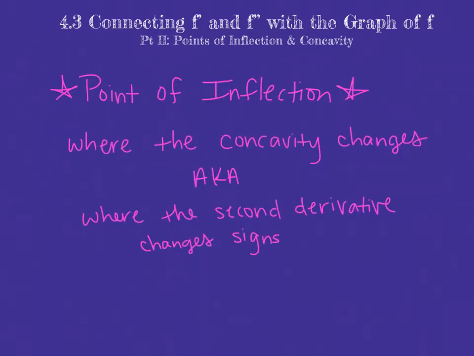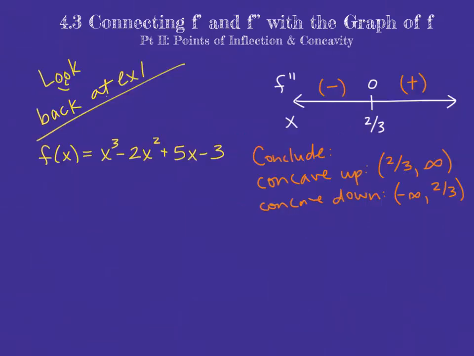Now, what about that special point of 2/3? That special point of 2/3 would actually be a point of inflection because it's where the concavity changes. So by definition, a point of inflection on our graph is a point where the concavity changes, which is otherwise known as the place where the second derivative changes signs.